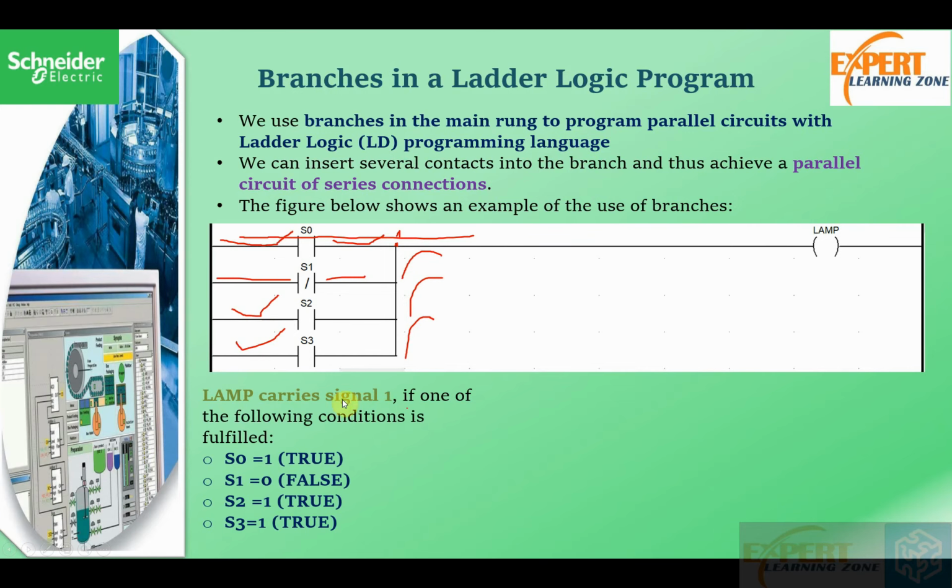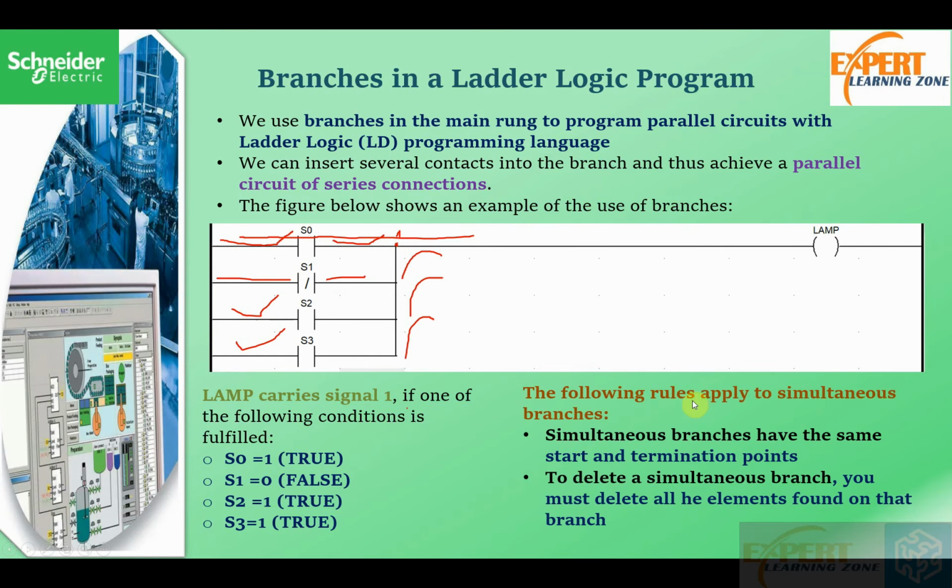Alright, the lamp carries a signal 1 if one of the following conditions is fulfilled. That is, S0 is true, S1 is false, S2 is true, or S3 is true, which is what we just explained. The following rules apply to simultaneous branches.